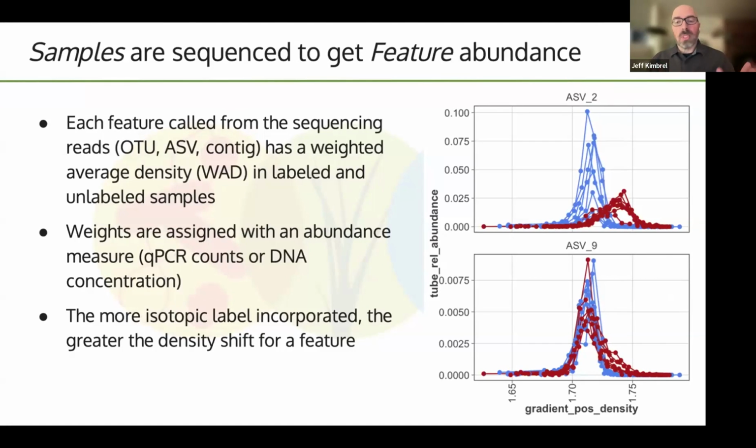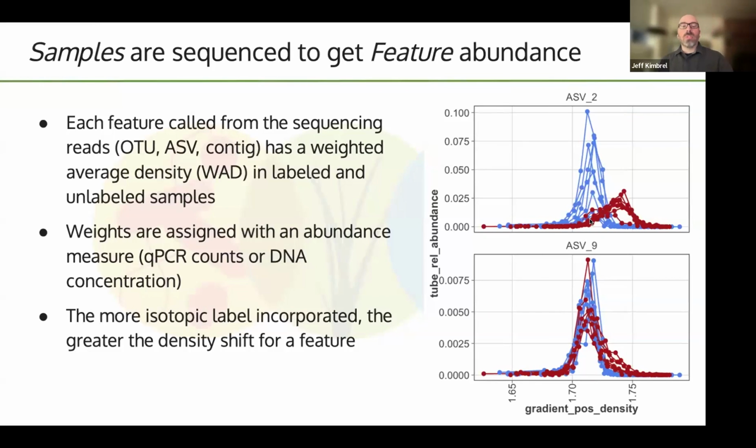Okay, and then the individual fractions are what are sequenced to get what we're calling feature abundance. So there's three levels, again: source material, samples, and then now features. So each feature could be associated with an OTU, an ASV, a contig if you're doing metagenome sequencing. So each has its own weighted average density, both in the light unlabeled isotope and then the heavy labeled isotope.